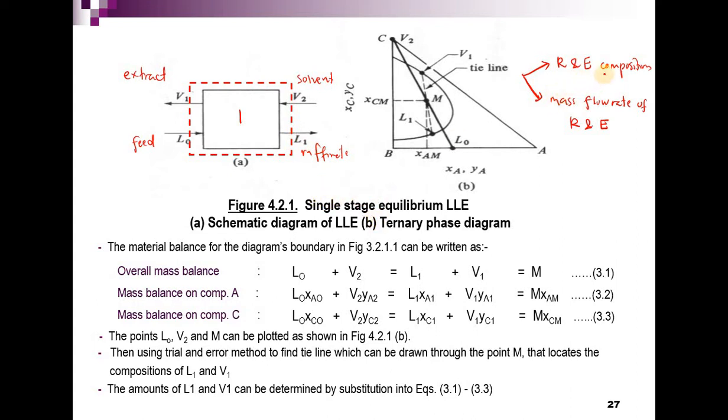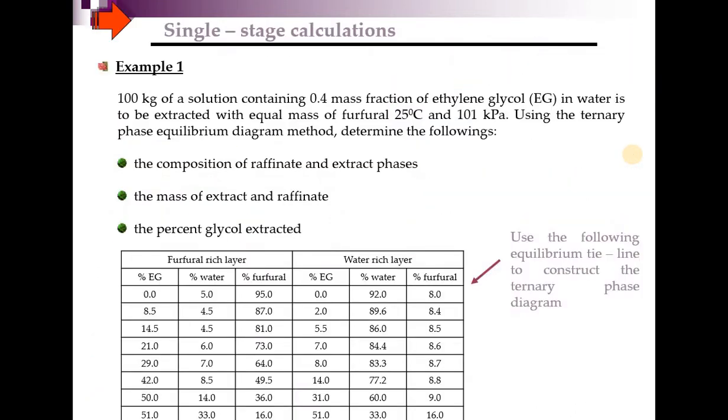The composition of raffinate and extract, we can use graphical. I will show you later. In terms of the mass flow rate, we can use the mass balance that we just constructed. Okay, we will use mass balance. Let's see example 1. Let's continue on example 1.